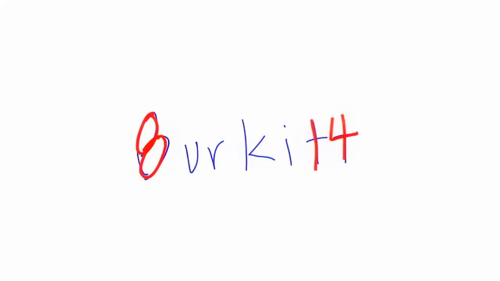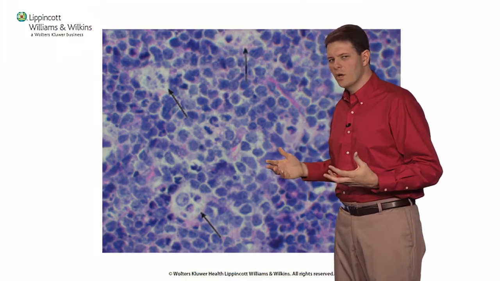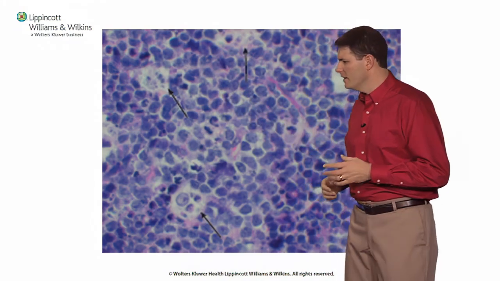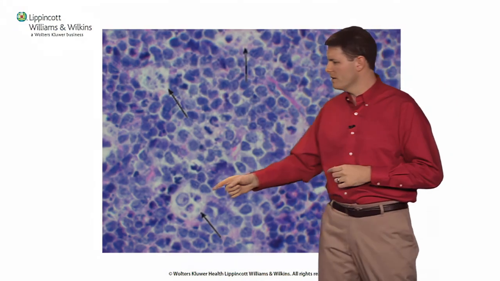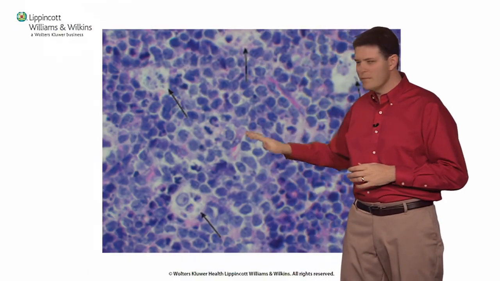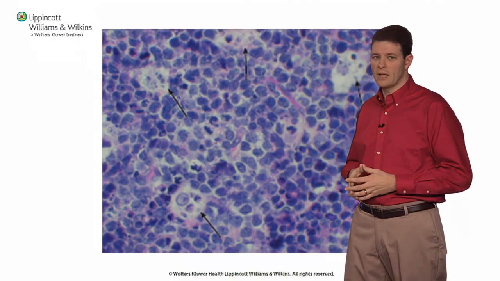Pretty cool, huh? In Burkitt lymphoma, you have this classic starry sky appearance, where you have these sheets of lymphocytes, just solid lymphocytes as far as the eye can see. And then you have these scattered macrophages here and there that have ingested the tumor cells. So the dark lymphocytes are the sky, and then the light-colored macrophages are the stars in the sky.